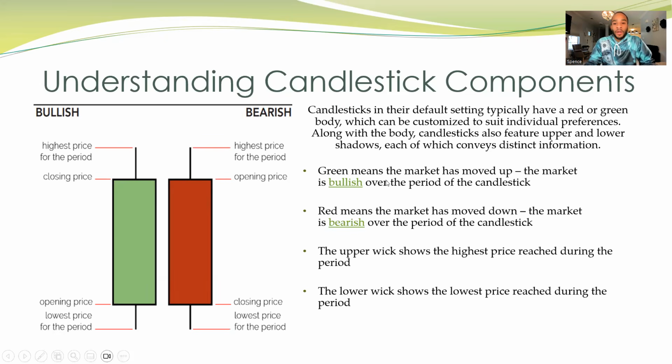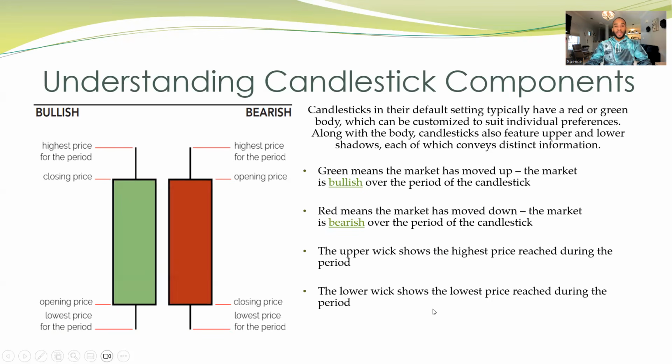So the green means that the market has moved up. The market is bullish over the period of the candlestick. Red means the market has moved down and the market is bearish over the period of the candlestick. The upper wick shows the highest price reached during the period, and the lower wick shows the lowest price reached during the period.